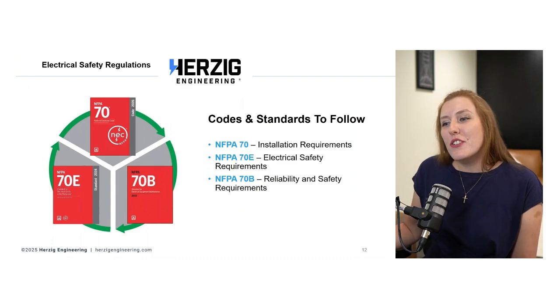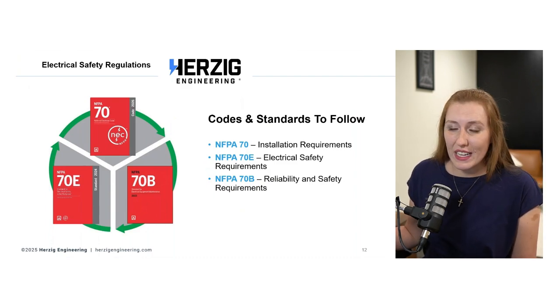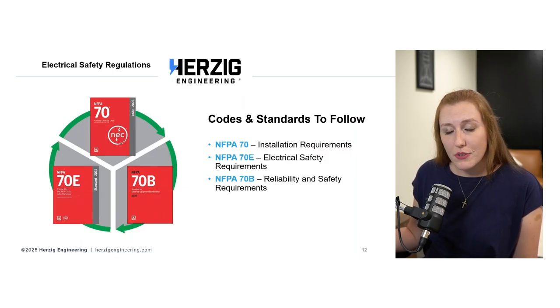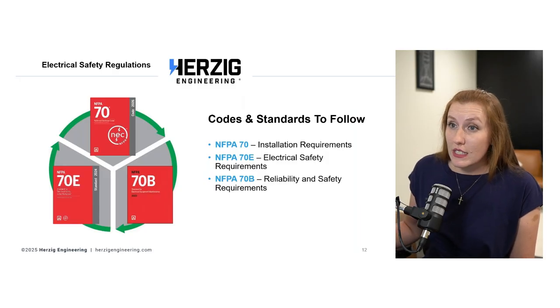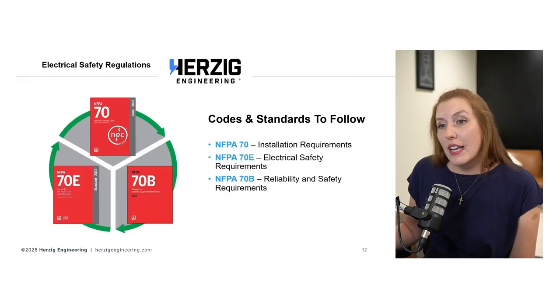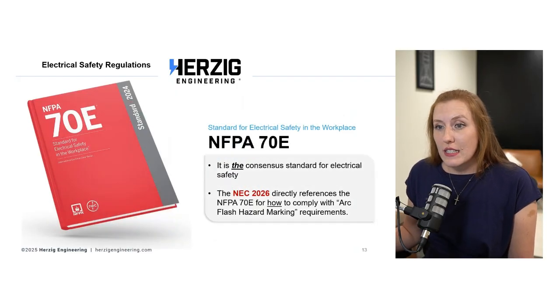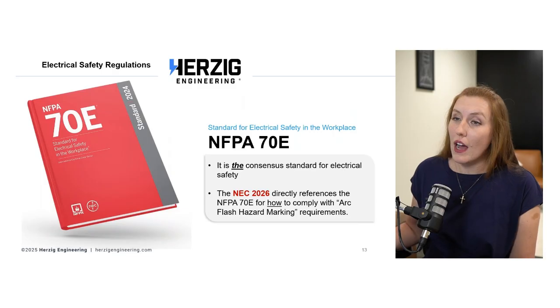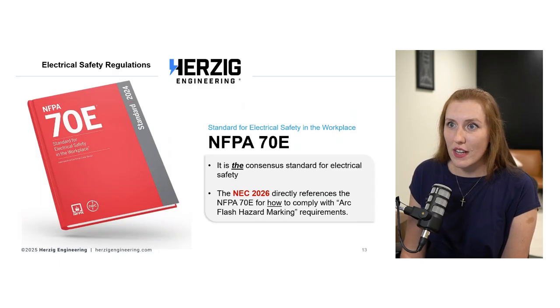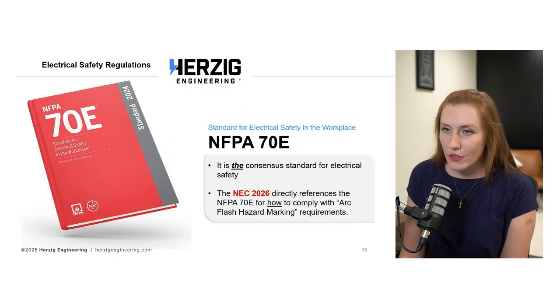I digress. So there's actually 3 codes and standards from the NFPA, right? So we've got the 70, the National Electrical Code for installation requirements. We've got the 70B for reliability and safety requirements, so the standard for electrical equipment maintenance, which I will say also points out the need for arc flash studies. And we've got the NFPA 70E, which is the consensus standard for electrical safety. Again, the National Electrical Code, the NEC 2026 edition, does still, it did previously as well, directly reference the NFPA 70E for how to get those arc flash hazard markings completed, how to create those labels.